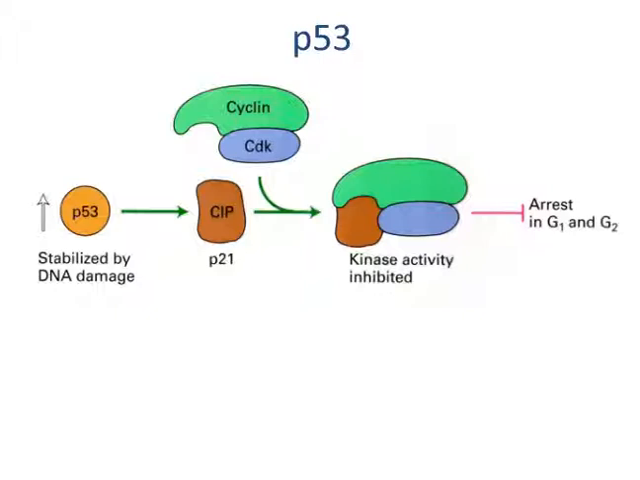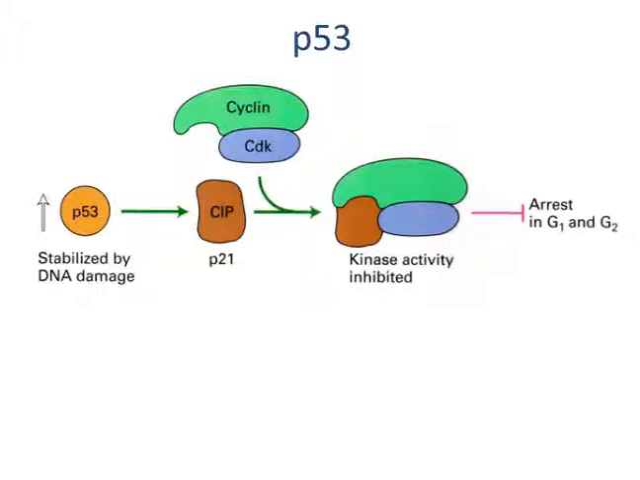The expression of p53 in the cell is normally very low. Detection of DNA damage triggers a mechanism that results in phosphorylation of p53, preventing its degradation, which allows it to accumulate to critical levels and function as a transcription factor.